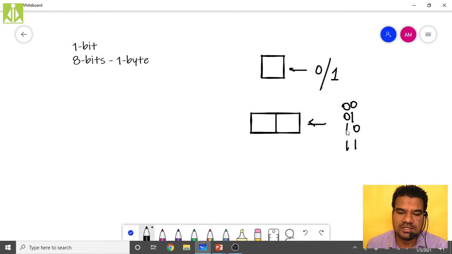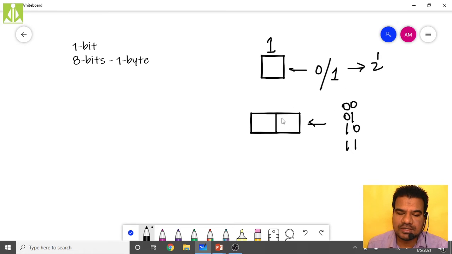No other. Isn't it? So if it is 1 bit, how many possible range of values can you store? It is simply 2 power 1.